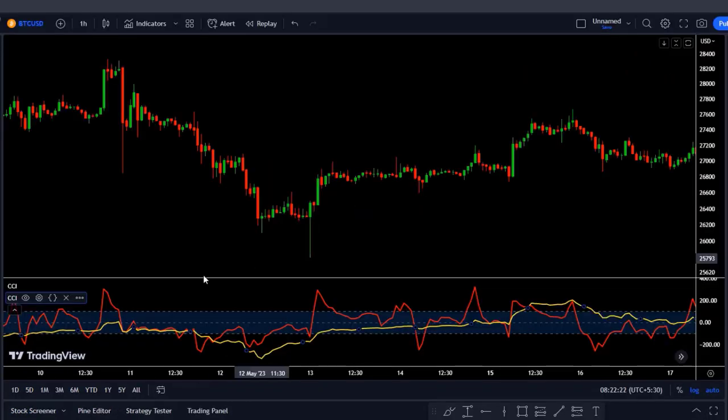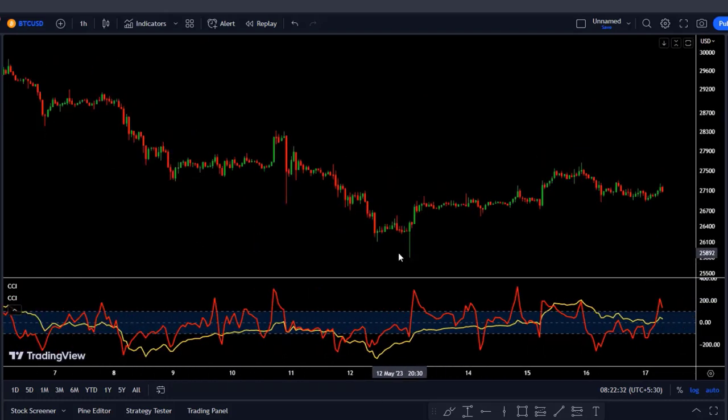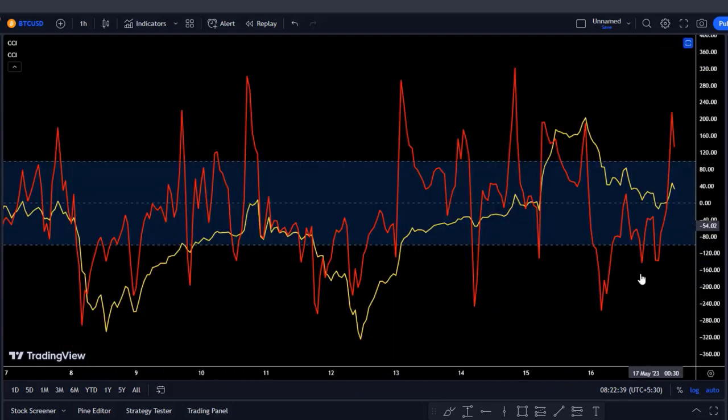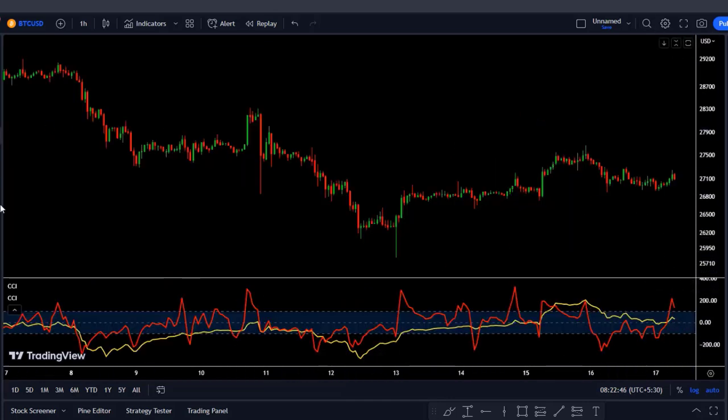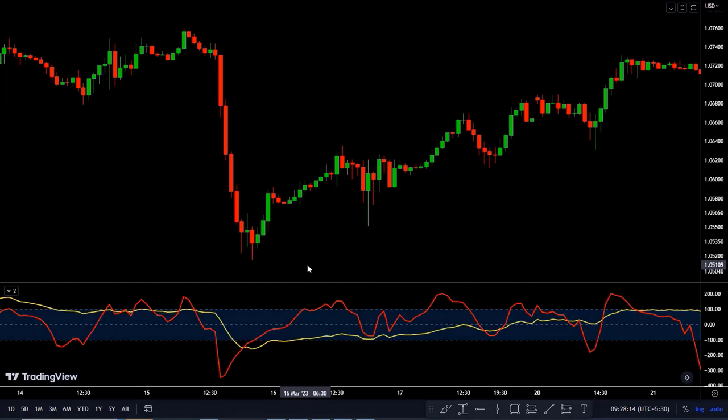You'll notice that by adjusting the settings of the CCI indicator and integrating it into our strategy, you can improve the accuracy of your trading signals and make more informed trading decisions. Let's take a look at an example. On the chart we have the Euro-USD on the hourly time frame. For a valid buy trading entry, we can use the integrated CCI indicators as follows.